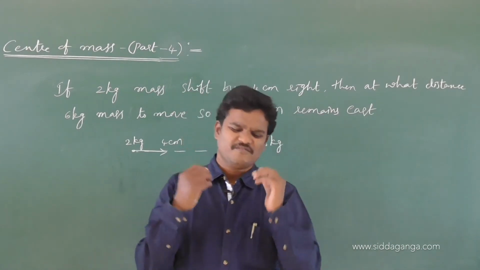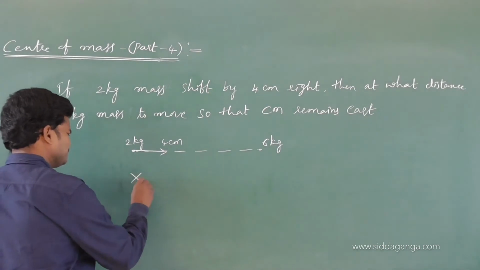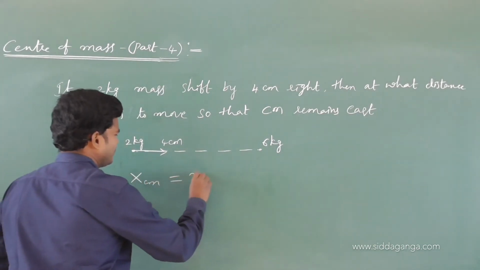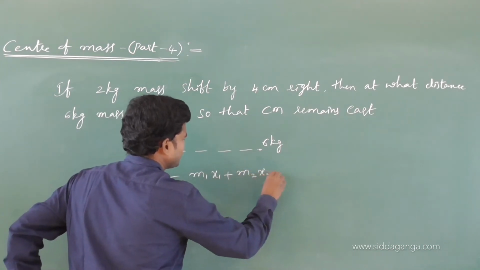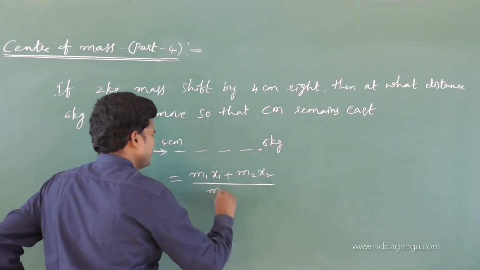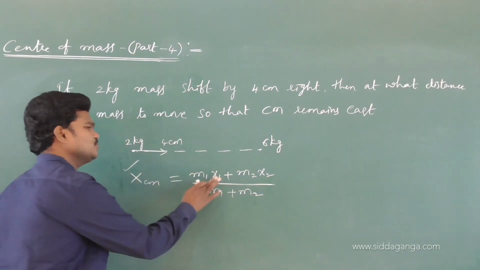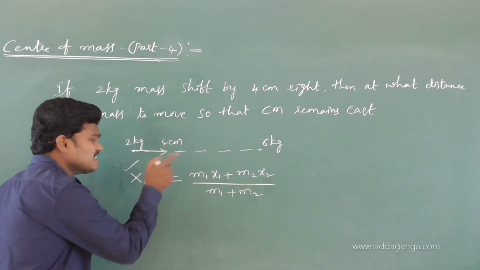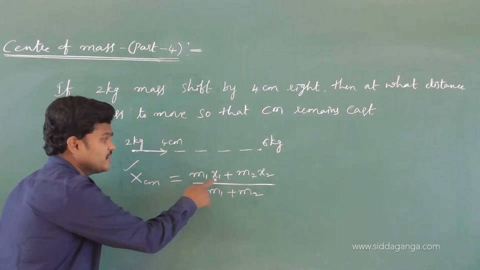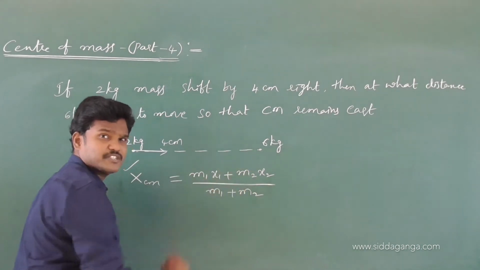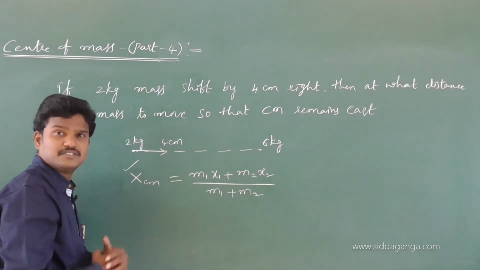Okay, so instead of finding all these things, anyhow you know the basic formula. The basic formula is XCM equals m1 x1 plus m2 x2 by m1 plus m2. Generally we use this formula when these two are fixed. Right now these are changing, so you can use XCM dash, the next position, m1 x1 dash plus m2 x2 dash by m1 plus m2. Take the difference between those two equations, you will get the given answer.